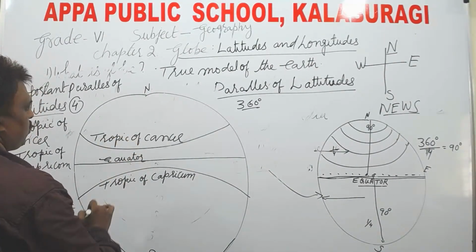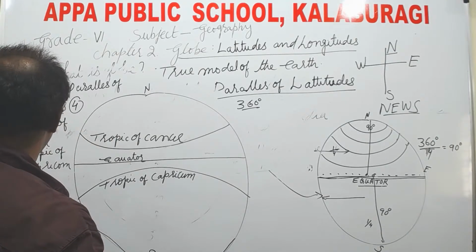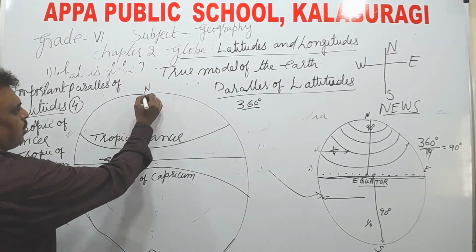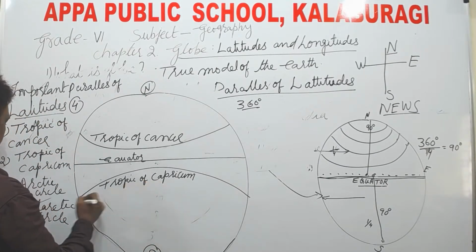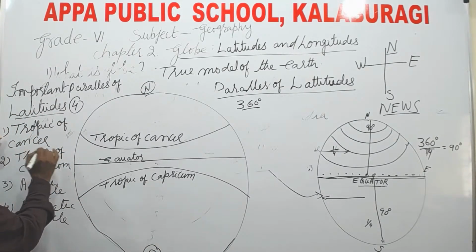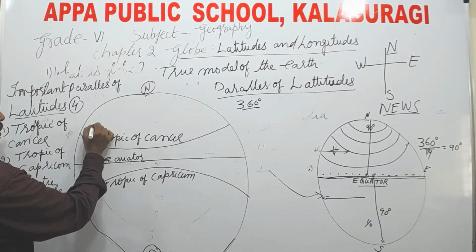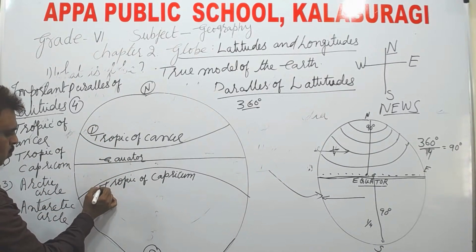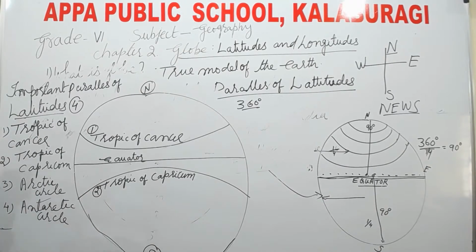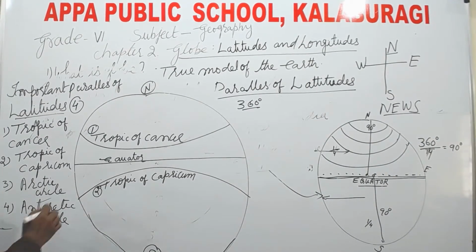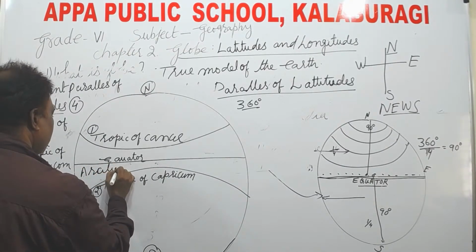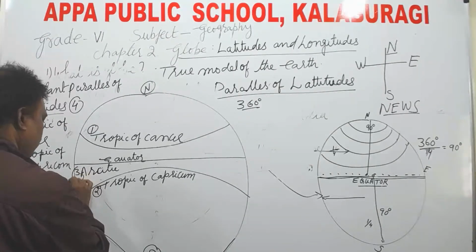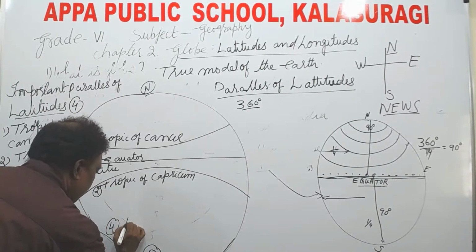Right? Tropic of Cancer as the first one, about the northern side, and here the southern side, the Tropic of Capricorn. The two one here you can write so that you can understand 1 and 2. The third one is Arctic. Here it is Arctic. And the fourth one, Antarctic.